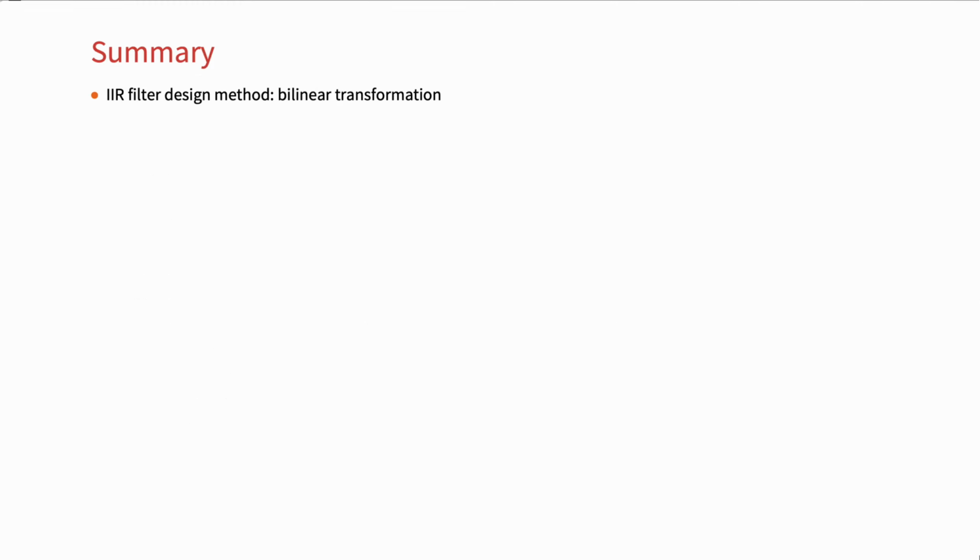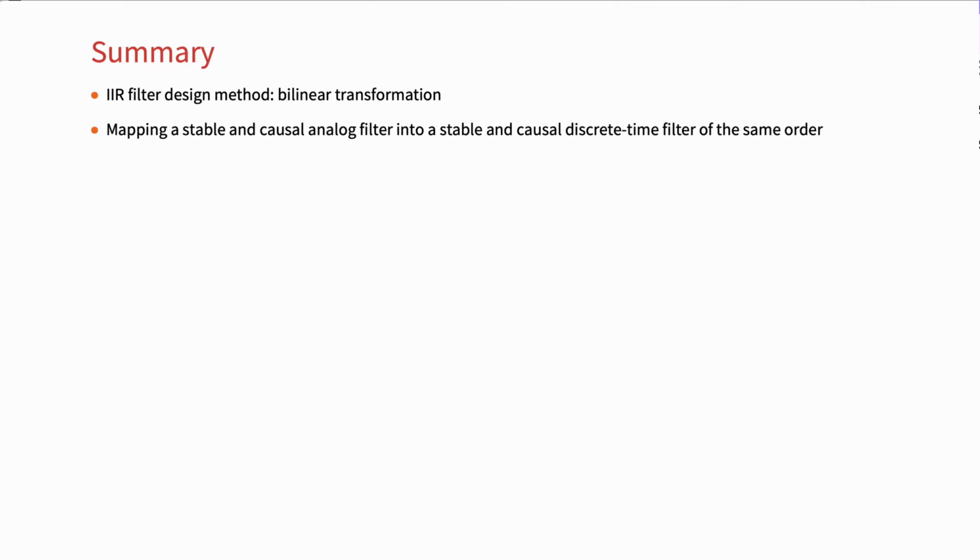In this lesson, we used the bilinear transformation for IIR filter design. We observed that the bilinear transformation maps a stable and causal analog filter into a stable and causal discrete time filter of the same order. We also went over the details of the design of a discrete time Butterworth filter.